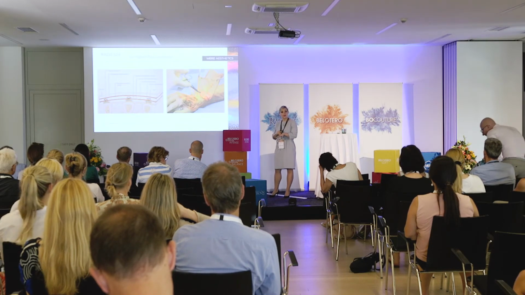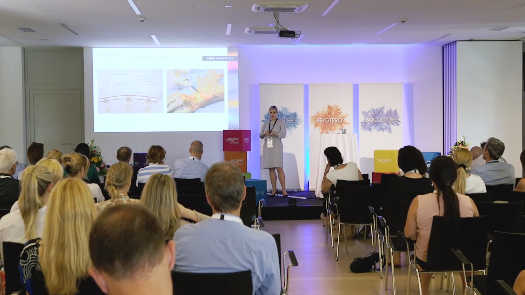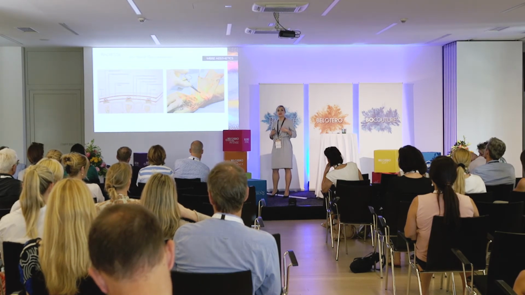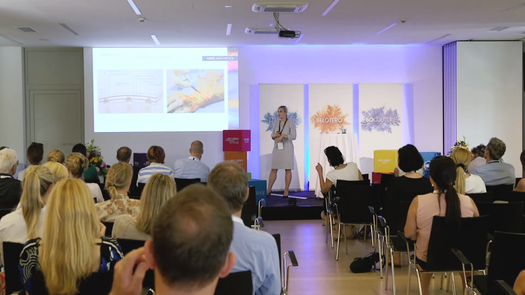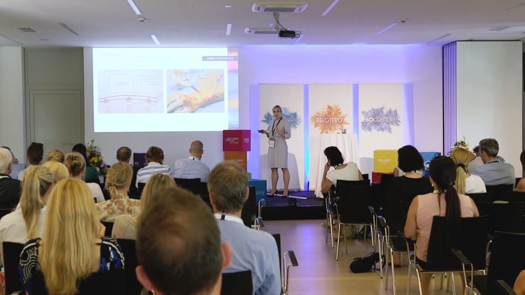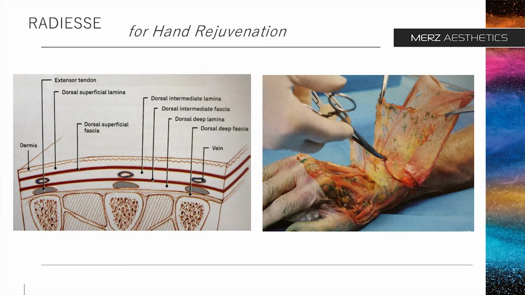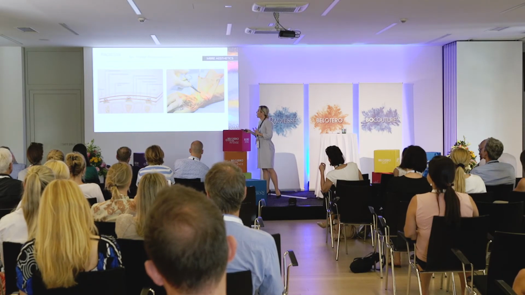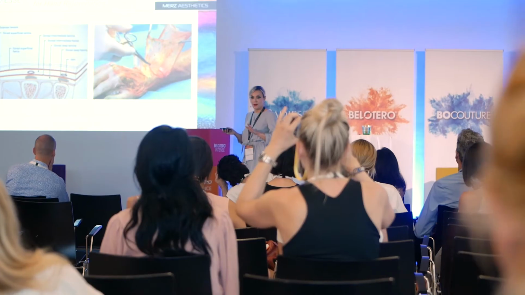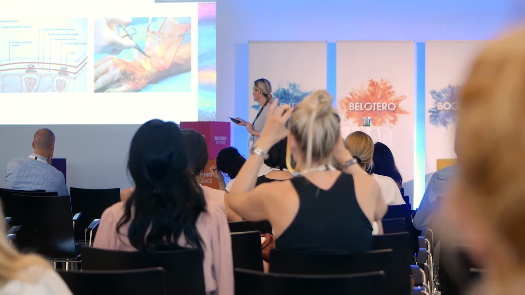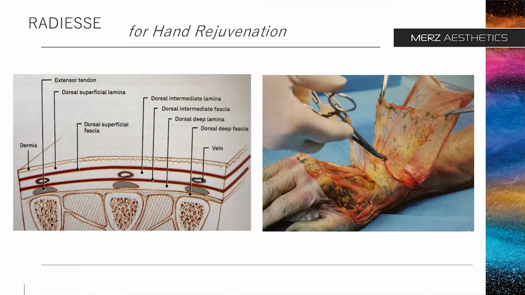And Radiesse has, of course, an FDA approval for hand rejuvenation, and it's excellent for this purpose because as it is whitish, it can conceal very well the bluish color of your dorsal veins. So what's the right plane, what's the right layer to inject? It's the loose areolar tissue between the superficial and the intermediate fascia of your dorsal hand. Right, the layer where the dorsal veins run, okay? And this is exactly this layer between these two fascia.